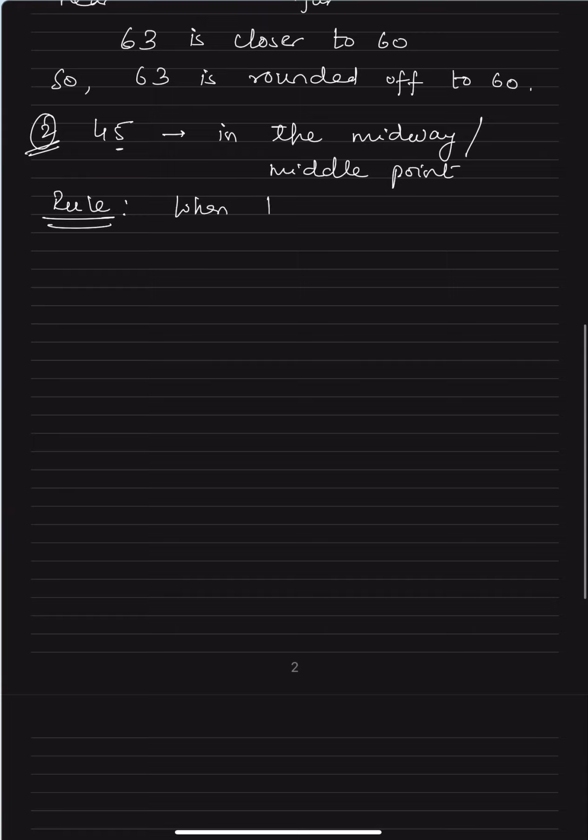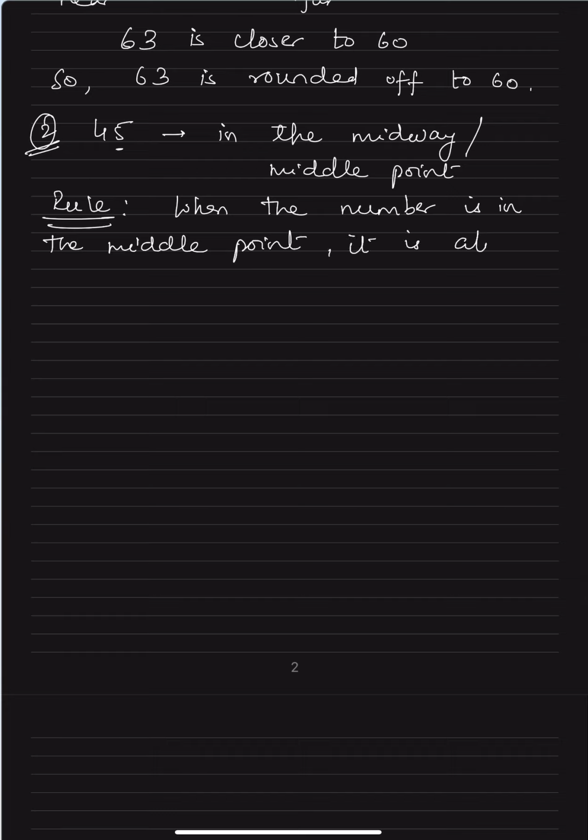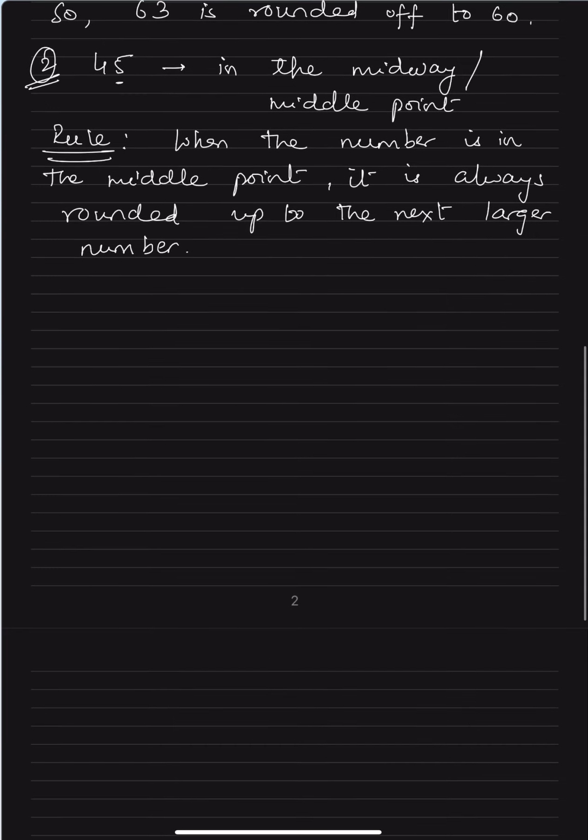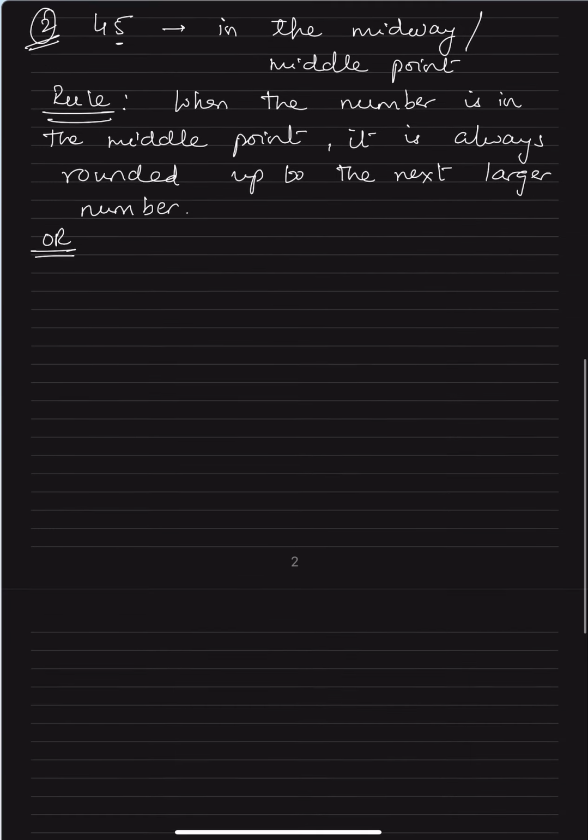See, when the number is in the middle point, then it is always rounded up to the next larger number. This is the easiest thing you can remember. There is another thing also, the same rule but in a different way.